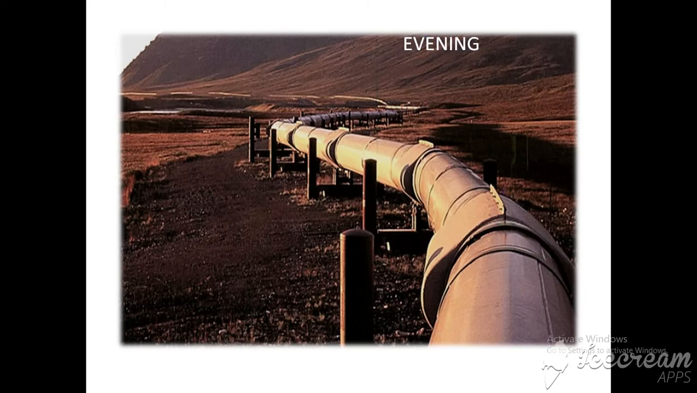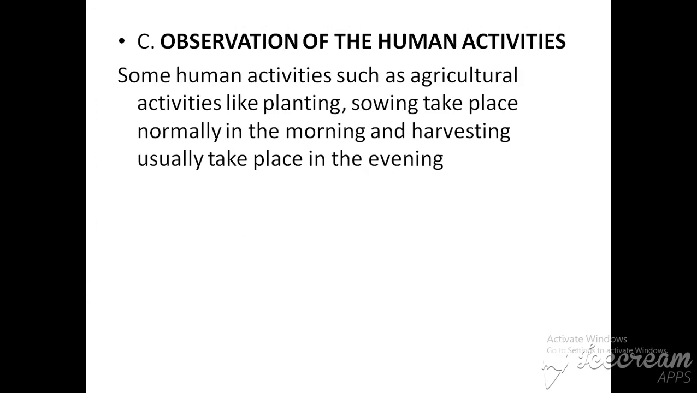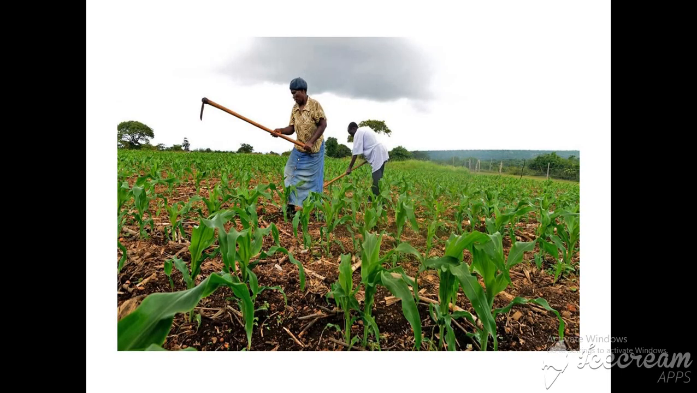And then the last one is what we call observation of human activities. We can look at human activities. There are different activities which are done at a particular time. For example, planting and sowing in agricultural activities is done in the morning, and harvesting is usually done in the evening. So we can look at the different activities, because some activities are done at a particular time. For example, in that photograph there, we can see those farmers trying to weed the crops, which is an activity normally done in the morning.